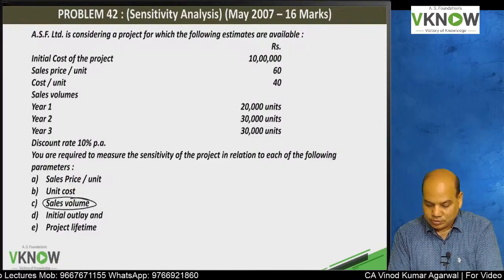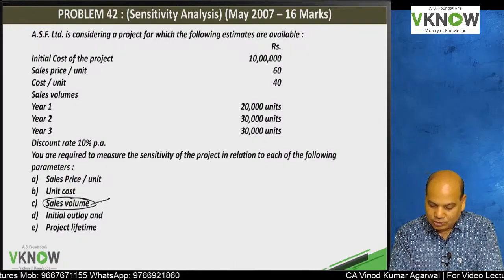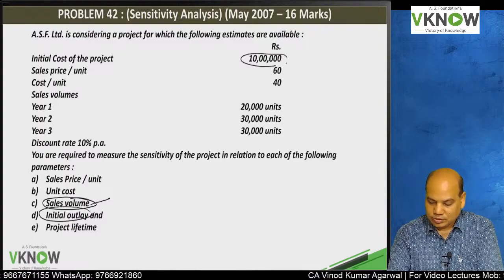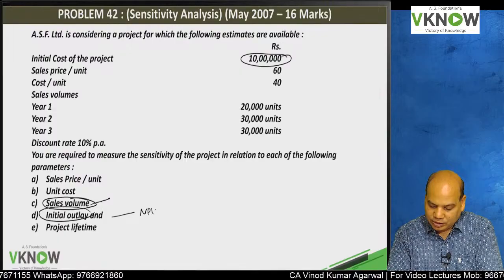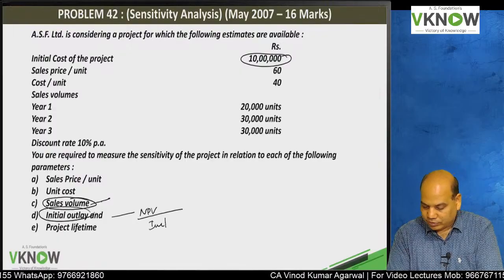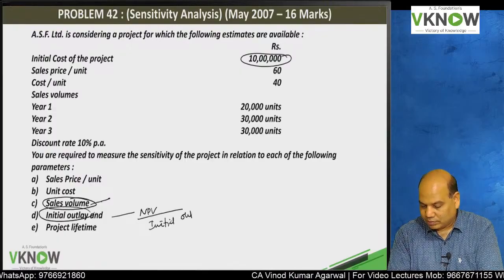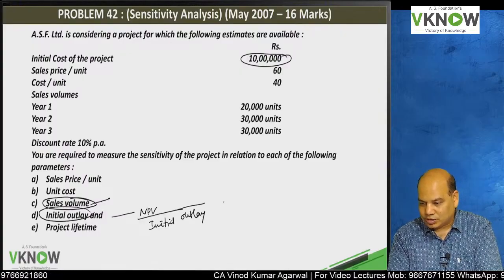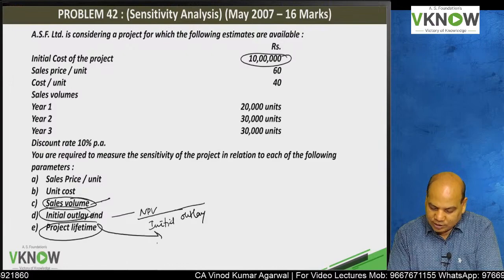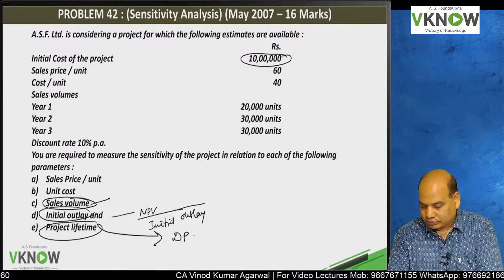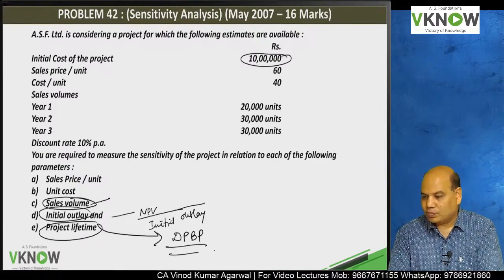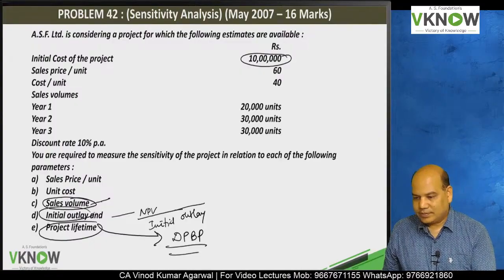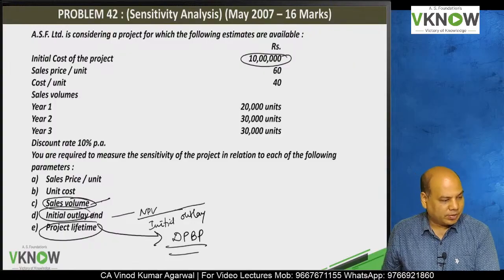Sales volume, and this I will tell you later. Initial outlay we have done several times. Initial outlay is NPV divided by initial outlay, will give you sensitivity for initial cost of the project. And project lifetime, I have told you, you have to compute discounted payback period. Is it right? You have to compute discounted payback period.